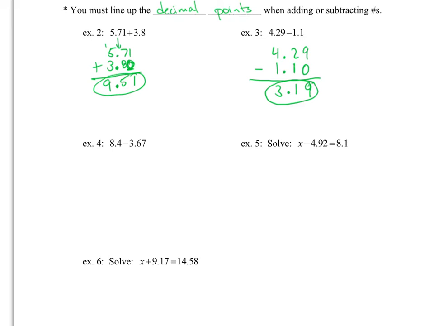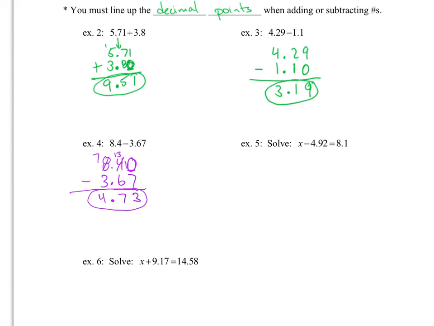One more subtraction one here. 8.4 minus 3.67. Uh-oh, now my missing number is above the 7 here, so that is a 0. 0 minus 7, I have to borrow. 4 becomes a 3. 0 becomes a 10. 10 minus 7 is 3. 3 minus 6, I have to borrow again. 13 minus 6 now is 7. Decimal point comes straight down. 7 minus 3 is 4. 4.73.